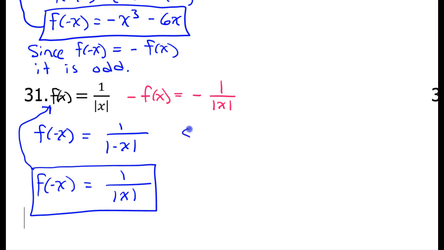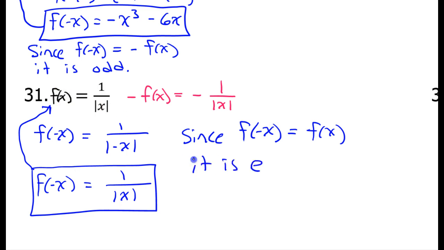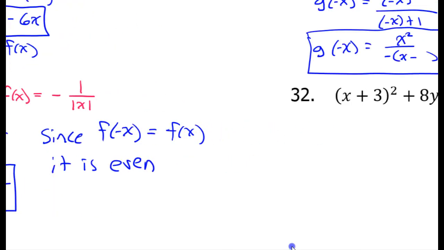So we will say since f of negative x equals f of x, the original function, it is even. If it matches the original function, it's even. If it matches the negative function, it's odd. Okay, last problem.